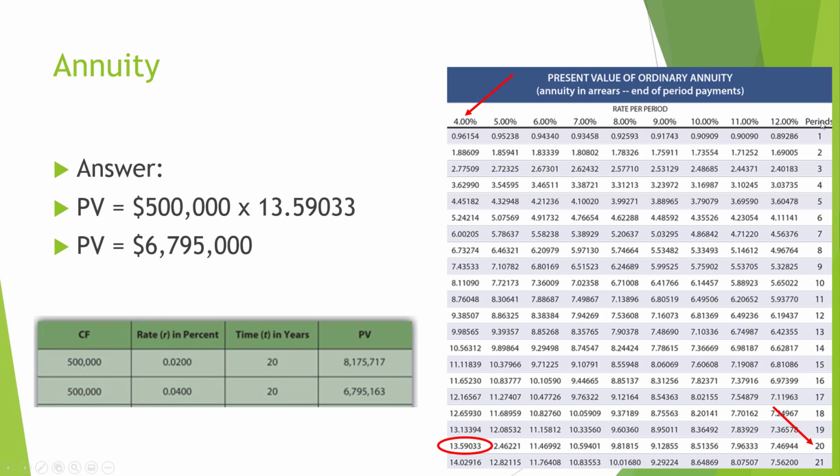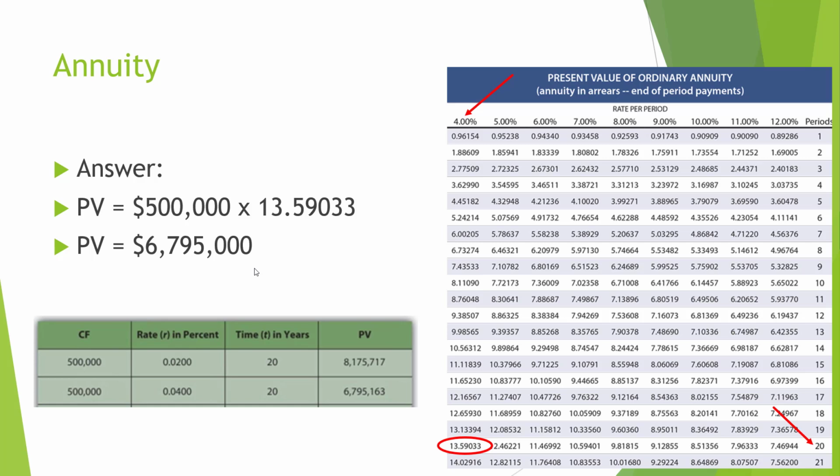And over on the right, looking at the periods, I'm going to go down until I find my 20 years. That's how many periods of payments I'm going to get. And moving across that row, the present value factor is 13.59033. So I'll go ahead and take that and multiply it by my 500,000, my cash flow. And that'll give me a present value of $6.795 million, give or take, depending on how you round.